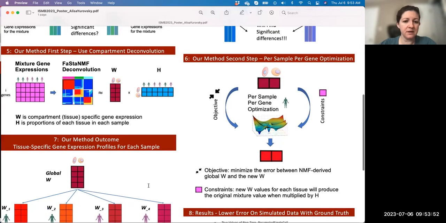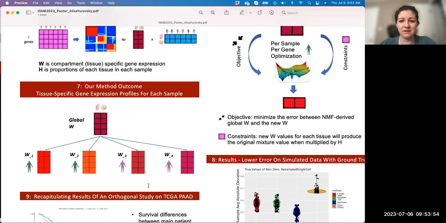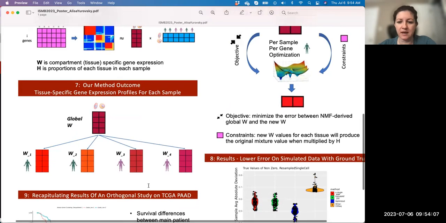Panel 7 recapitulates our idea that with this two-step deconvolution, what we get is a tissue-specific gene expression profile for each sample, and this will allow us to do interesting analyses.